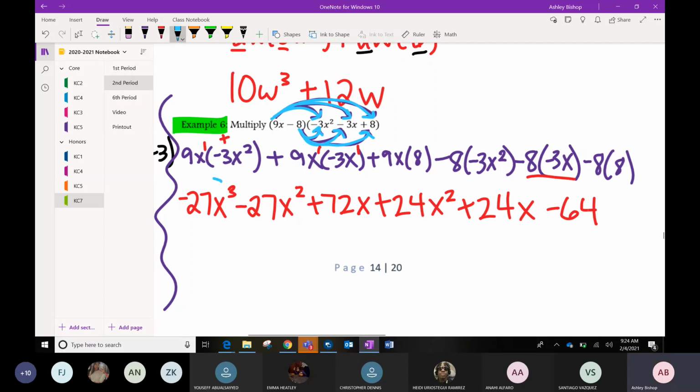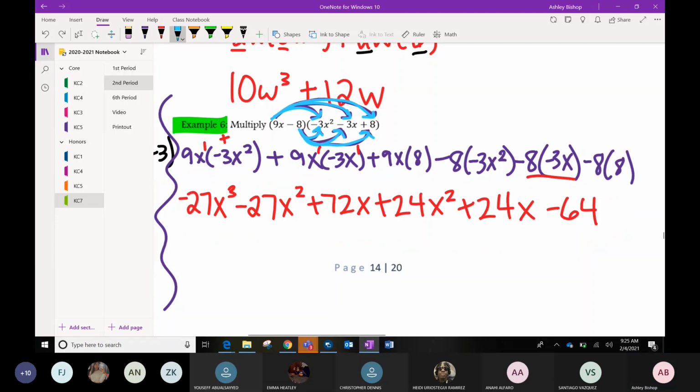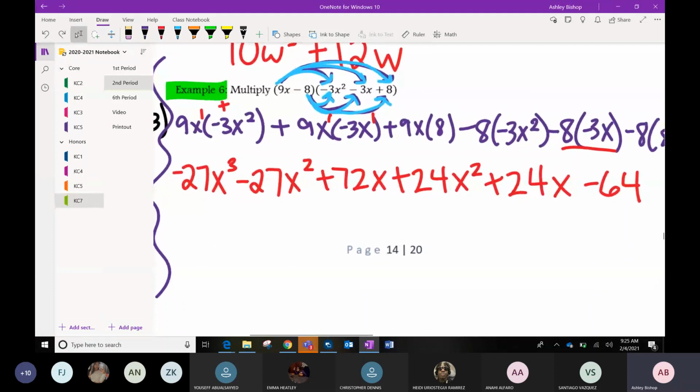Could I leave my problem like this? Could I be like, okay, well, I multiplied them, I'm good? Why can I not leave my problem like that? In the chat, why could I not leave it like that? Why is that kind of cringeworthy? Yeah, there are still like terms. This could be cleaned up a little bit.